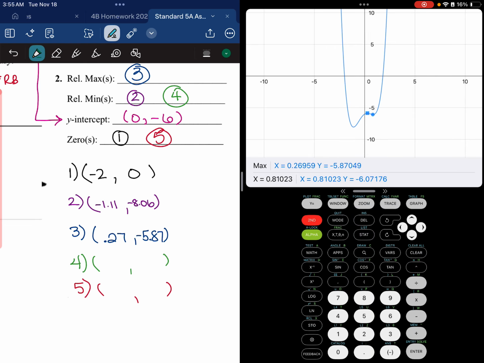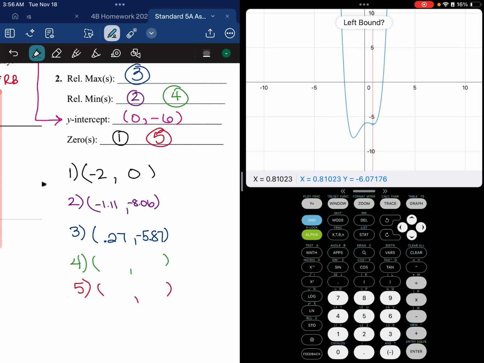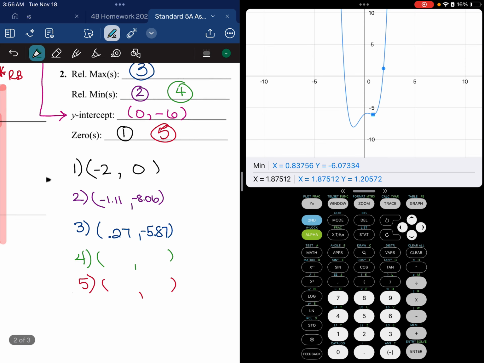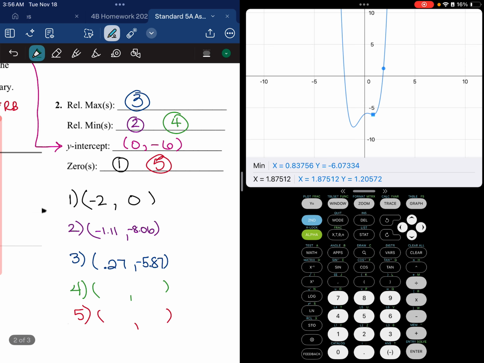I'm going to find a minimum again. So second, calc, minimum. Once again, your calculator will start your left bound right about at your minimum, so just hit enter. Go through the minimum up to your 0, hit enter, and hit enter on guess. This one is going to be 0.84 and -6.07.